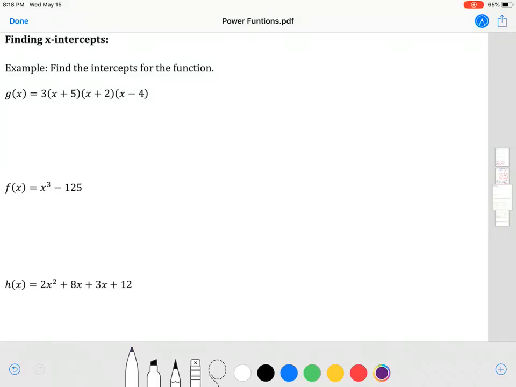Okay, in this video we're going to talk about finding x-intercepts of polynomials. Now, if you recall, an x-intercept is the value of x when y is equal to 0, and that is because it's where it crosses the x-axis.